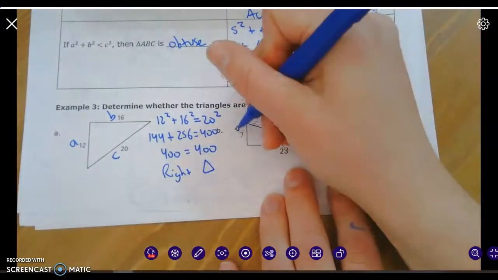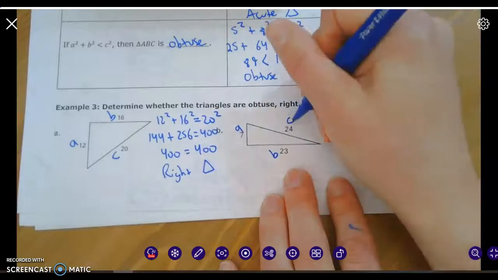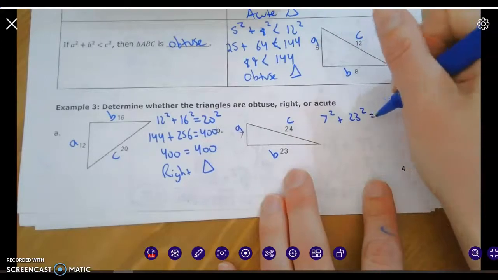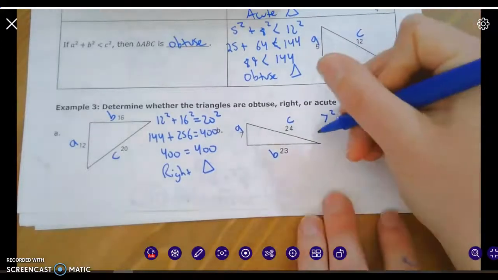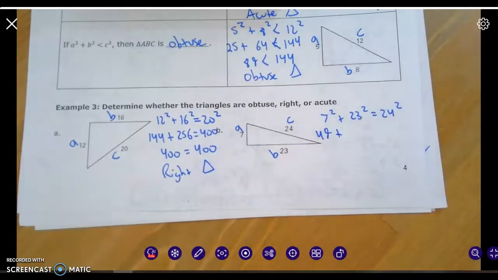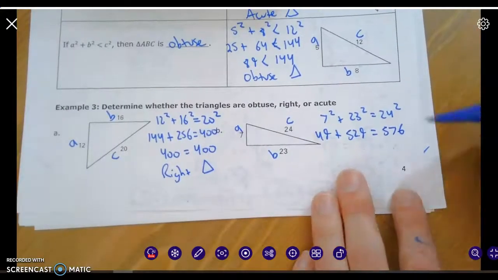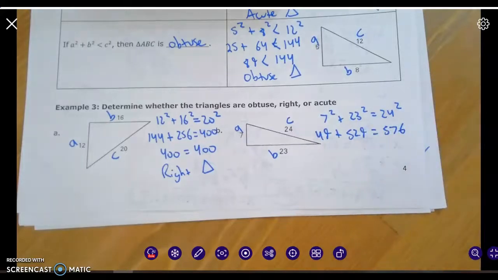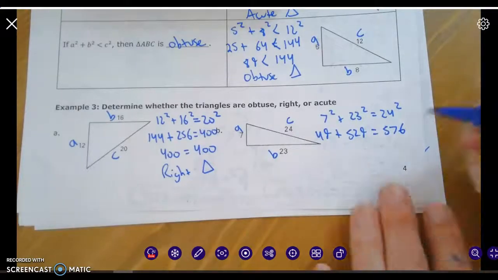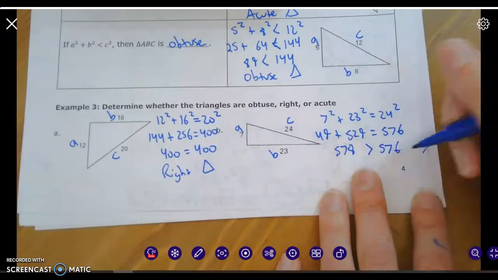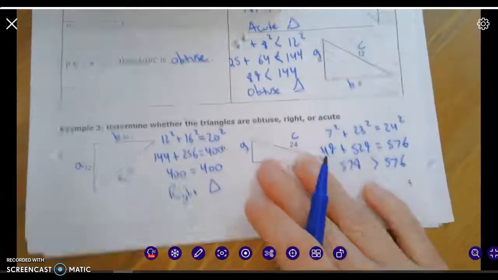Okay, and last example, we have A, B, the two shorter sides. C is the longest side. So 7 squared plus 23 squared equals 24 squared. So we get 49 plus 529 equals 576. And add these up. 529 plus 49 is 578, which is going to be greater than 576. So if the legs are larger than the hypotenuse, then we get an acute triangle.